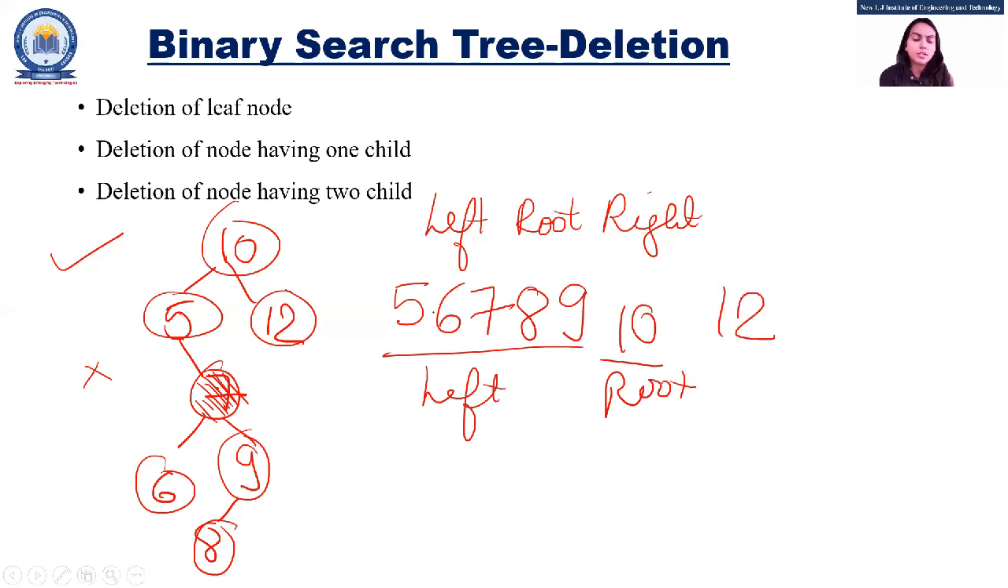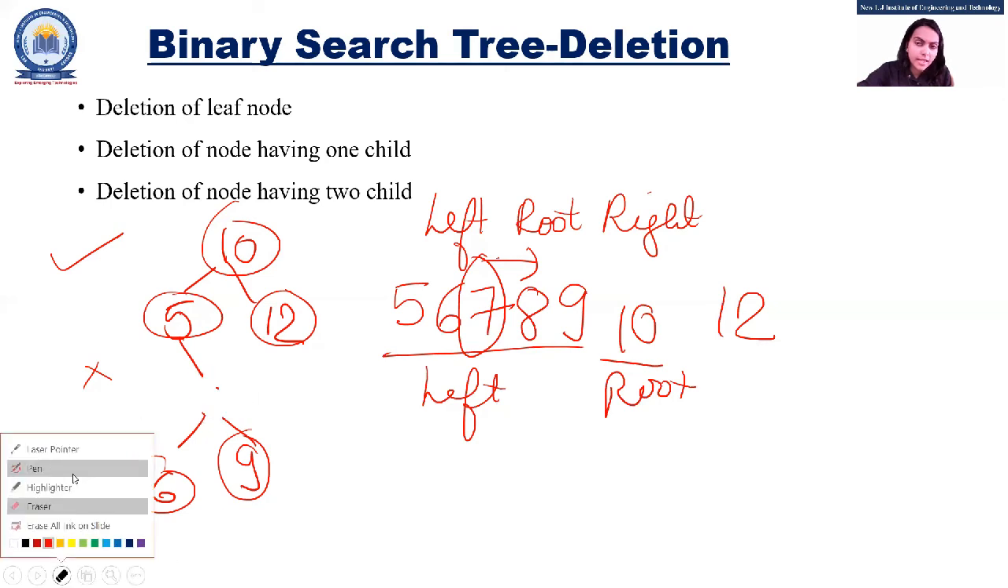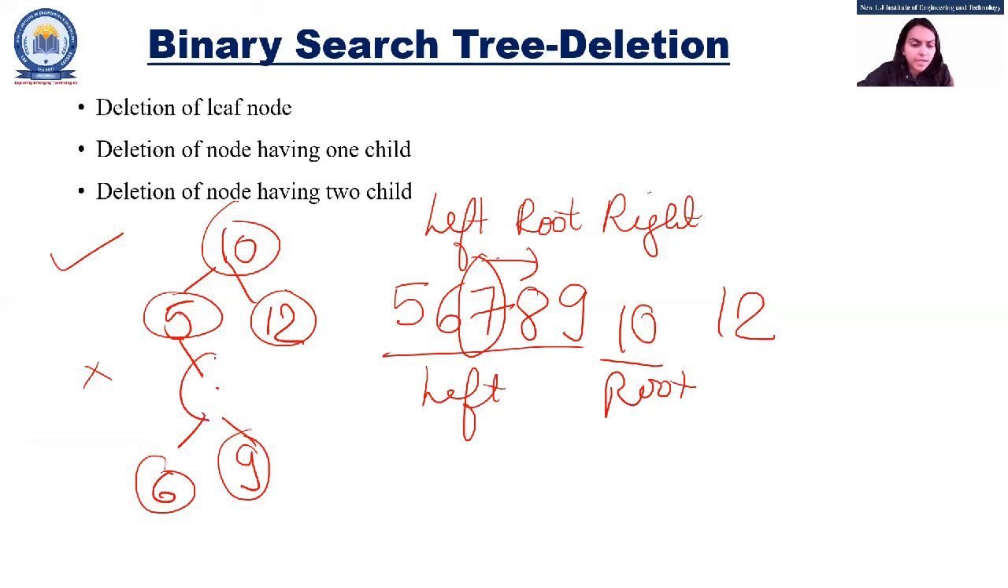So what is the in order successor of 7? It is 8. So 8 would be taking the place of 7. So instead of 7 over here, we will have 8 over here. So 8 will be deleted from its old position, and then we have 8 over here. So this is how we can delete elements in binary search tree.